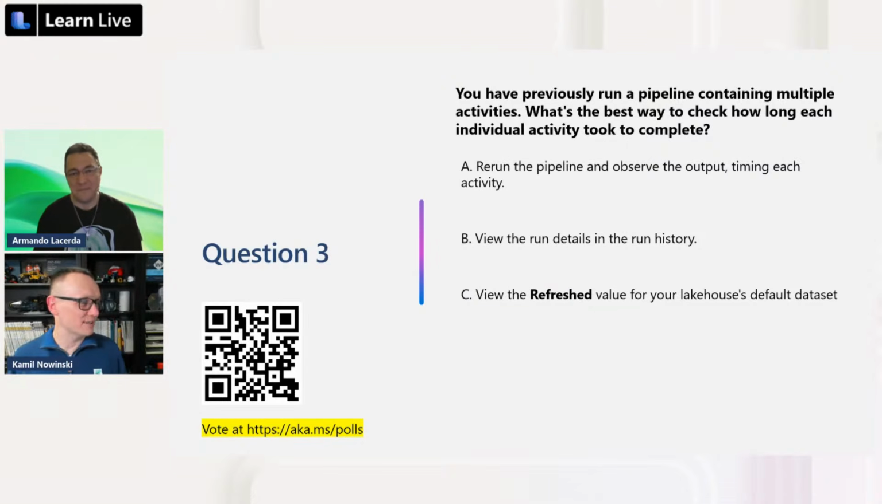Armando, do you want to read this question? Sure. The question is, you have previously run a pipeline containing multiple activities. What is the best way to check how long each individual activity took to complete? Letter A, rerun the pipeline and observe the output, timing each activity with a clock. Letter B, view the run details in the run history. Or letter C, view the refreshed value for your Lakehouse default dataset.